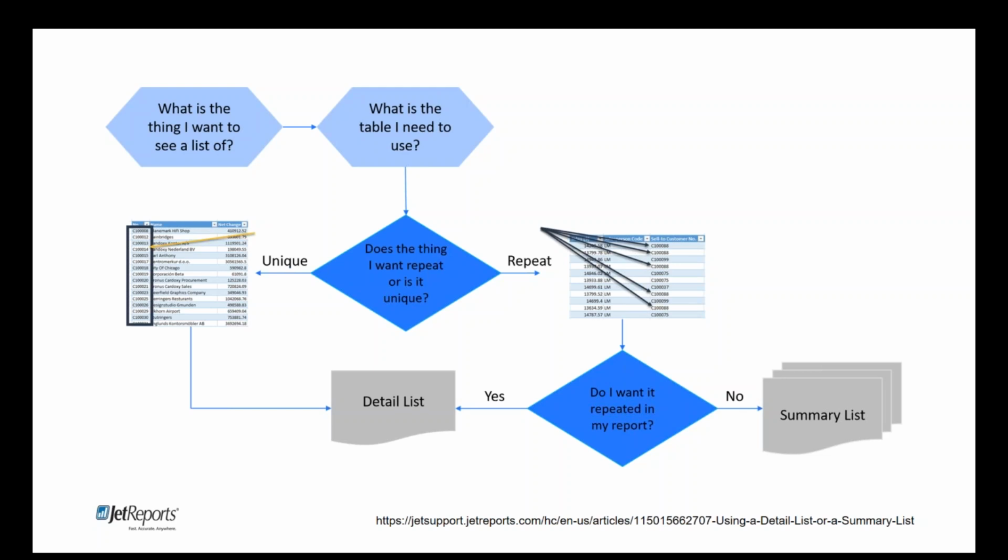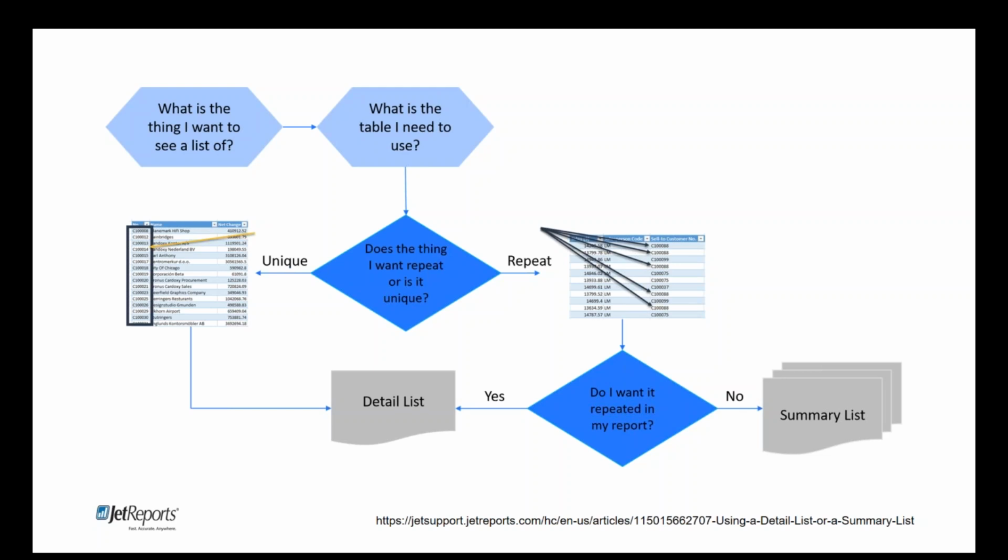I need to create a list of things and then the supporting information for it. So what do I want to see a list of? Then I need to figure out what table I need to use. This is another area where people tend to get a little confused. It really has to do with your specific data, what exactly you want to see in the report, and what filters you need to apply. So it's a bigger conversation than this.